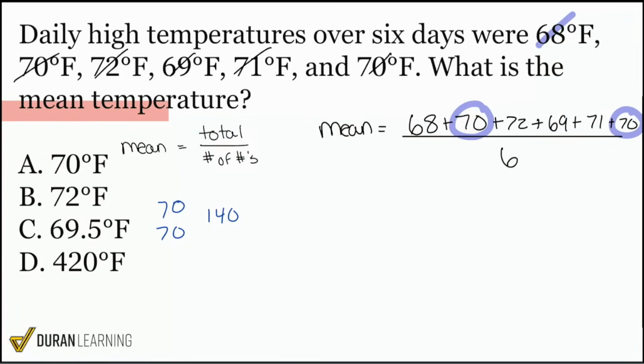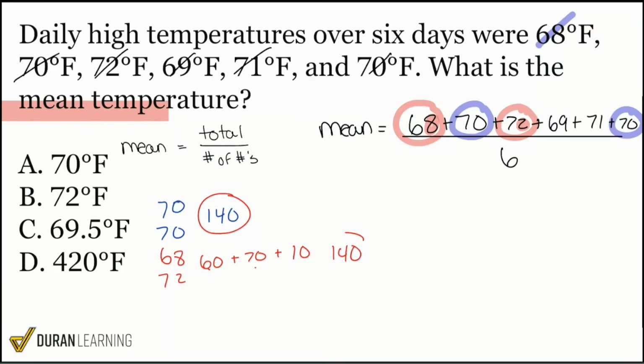Now up next, I want to grab convenient numbers, everybody. If I have 68 and 72, that is convenient. How is that convenient? Because 68 and 72, that's the same thing as saying 60 plus 70 plus what? Everybody, what is 8 plus 2? 10. Thank you. So 60 plus 70 plus 10. Okay, 130 plus 10, that's 140. Look at that. Boom. So we have 140, 140.